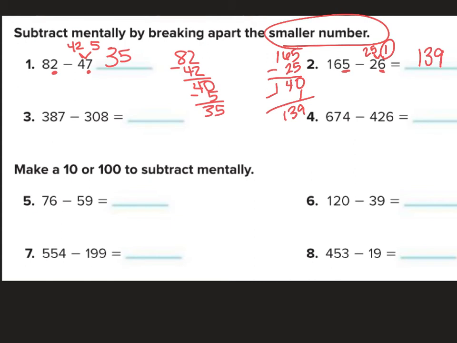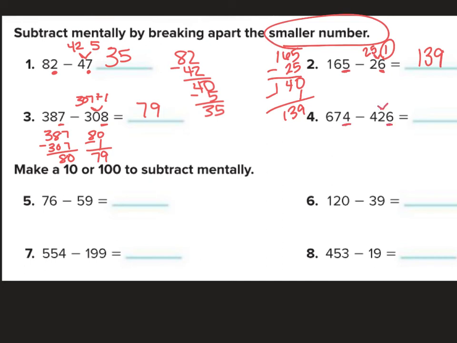Okay, I'm going to match the 7 here. So I'm going to break this up into 307 plus 1. Okay, so I'm going to take 387 minus 307 to get 80. And then I need to take 80 minus 1, which is 79. There's my answer.